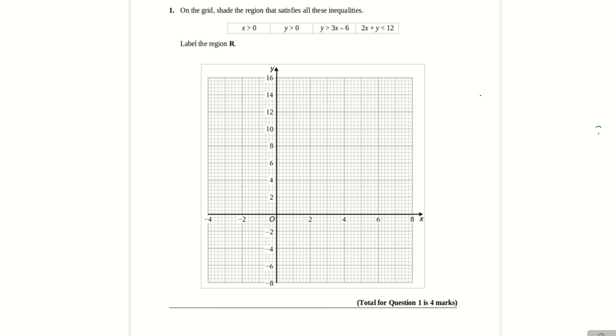So we'll start with the first inequality, x is greater than 0. Now that requires us to draw the line x equals 0. We'll do that line dashed because the inequality doesn't include an equals. So although we need to draw the line x equals 0, it's going to be dashed because our inequality doesn't include equals.